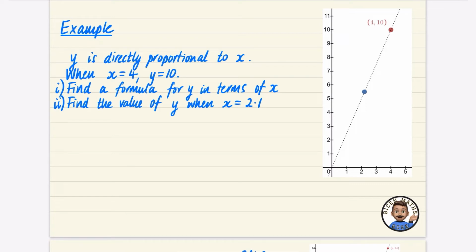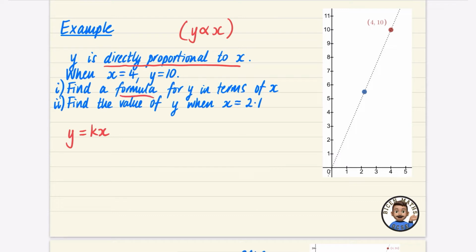This example says that y is directly proportional to x. Anytime you see that it says y is directly proportional to x, you can immediately just write down y equals kx with that constant of proportionality. If you wanted to, you could write down that y is proportional to x, but this bit isn't really necessary, so I'm just going to put brackets around it. I like to go straight into this. It says when x equals 4, y equals 10. And it then says find a formula for y in terms of x.